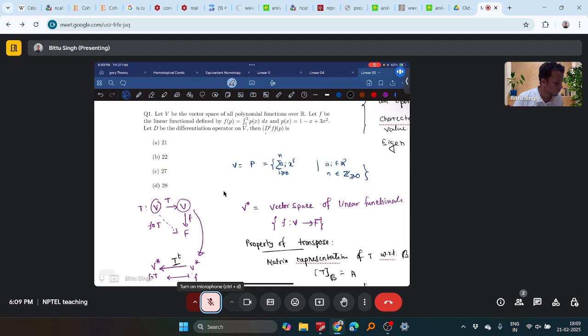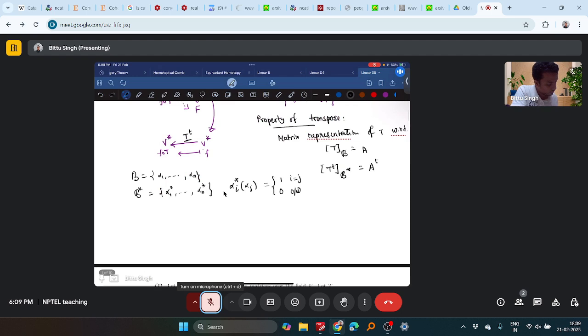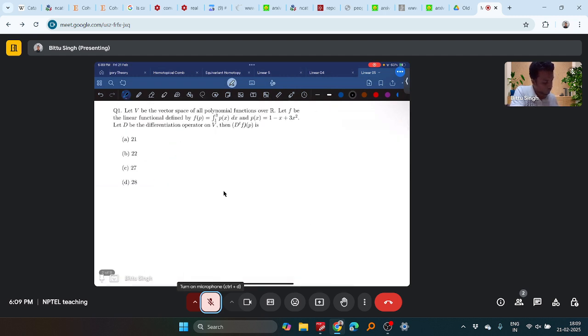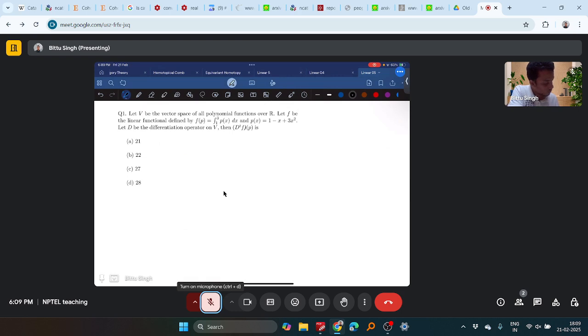Now we need to find D transpose f. Back to this question, let us draw the picture again. Here D is an operator from V to V, and V is the polynomial space. And now, given a linear functional f, f is a linear functional.